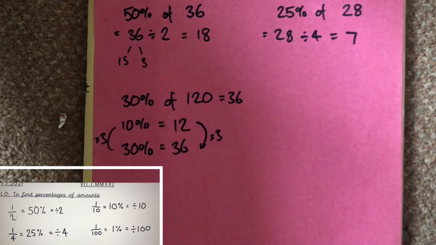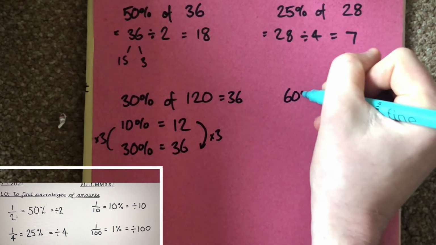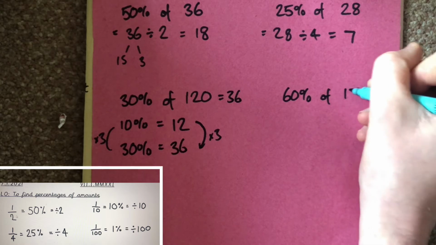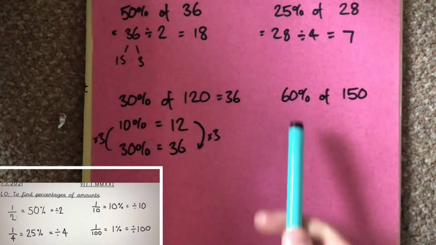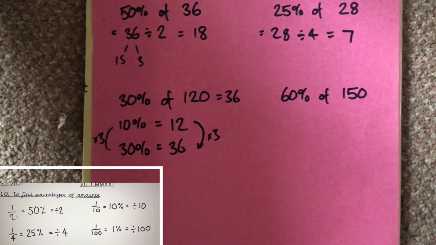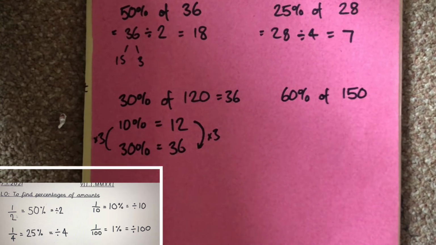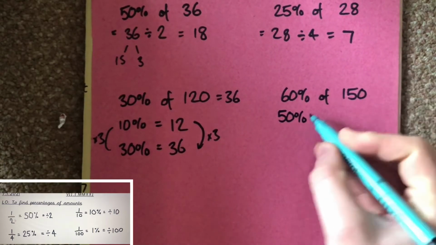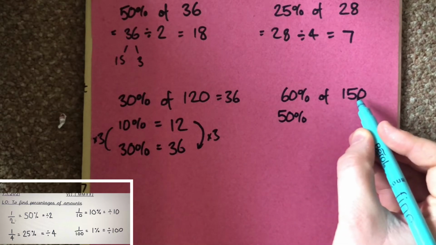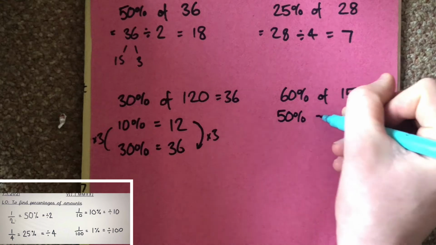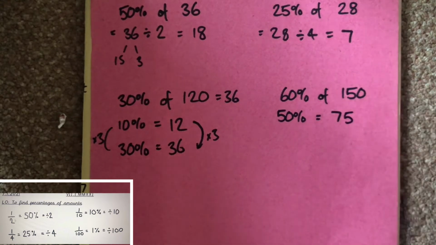We might have stuff where we have to find something like 60% of 150. Now, 60% is not one of my key facts. So I need to look at my key facts and see, can I work out something that's going to help me do that? Well, yeah, I can, because 50% is a key fact. How do I find 50% of something? I half it. Well, half of 100 is 50, half of that is 25, so 50% is 75.